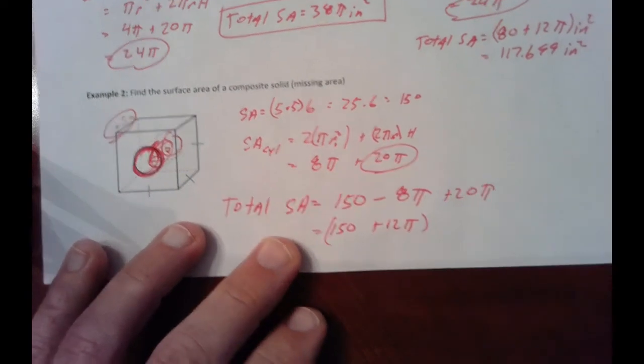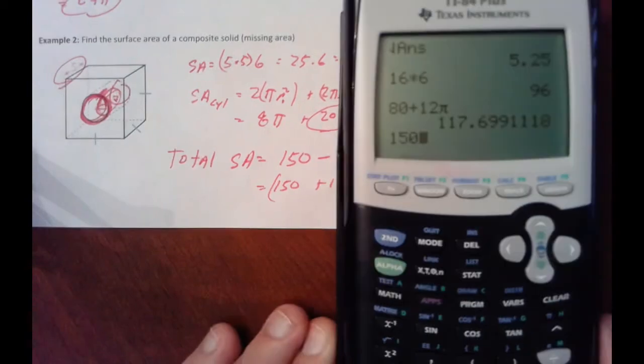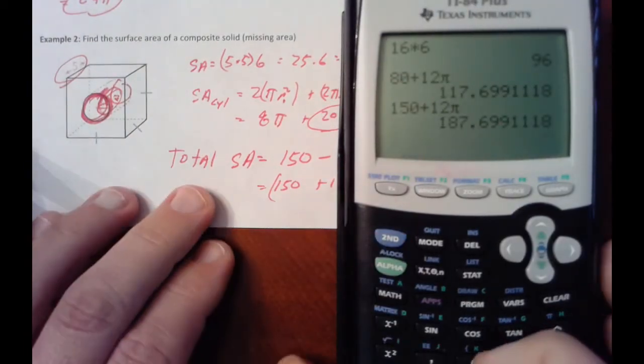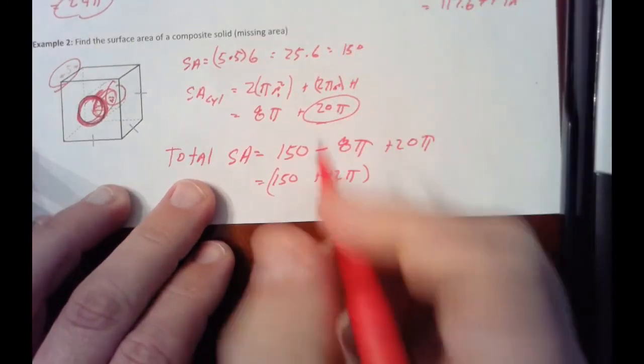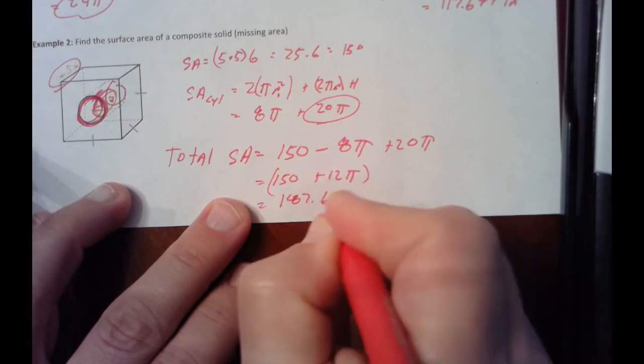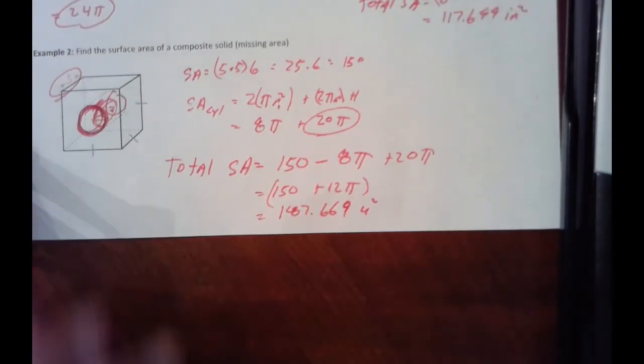Alright, there's no units on here, so then I can also type that in if that helps you, if you like that part. Plus 12 pi. 187.669. I like that 669 part. 187.669 units squared. There we go.